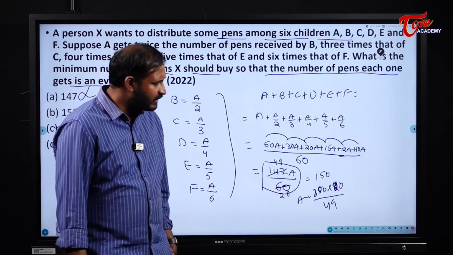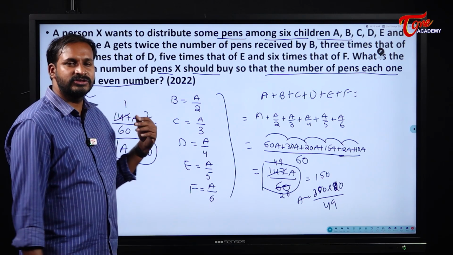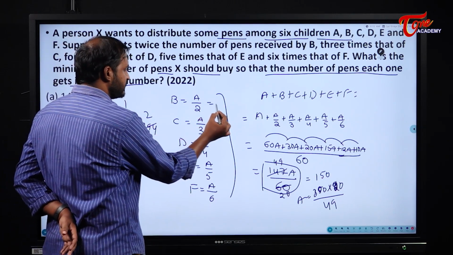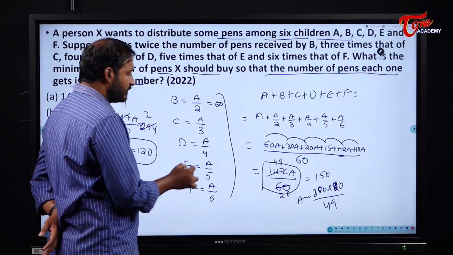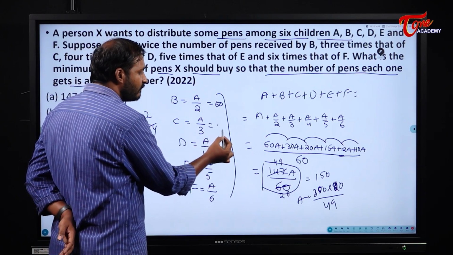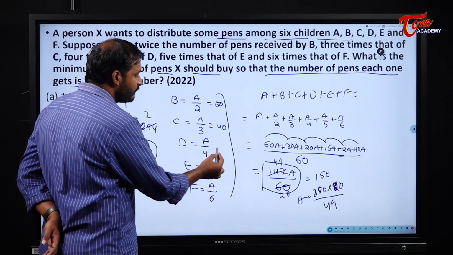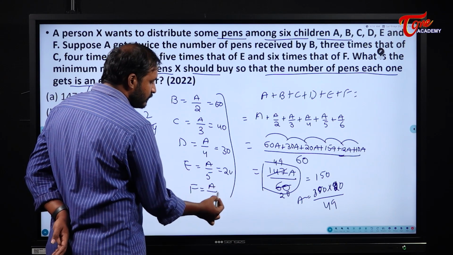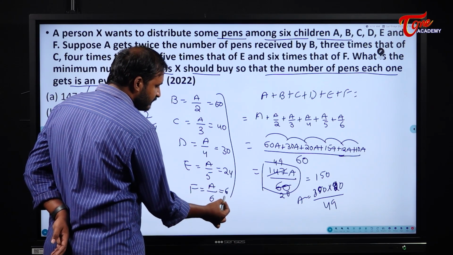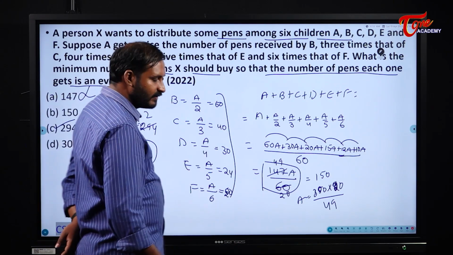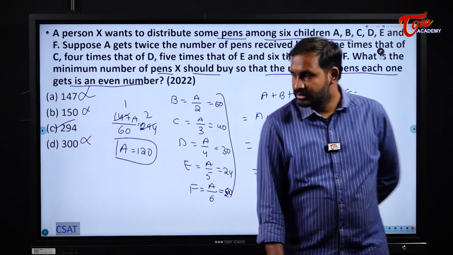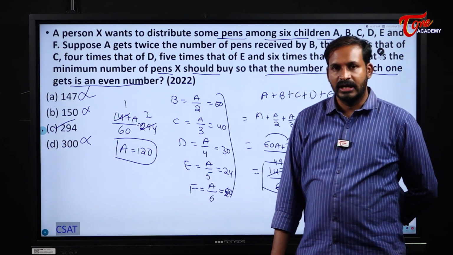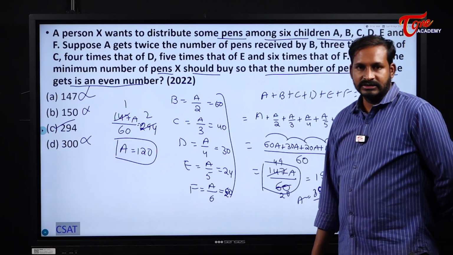Okay, that is satisfied. But we need to check one more thing. All the numbers should be even, just for your verification. B will get how many? 60. Why? Because 120 by 2 will become 60. 120 by 3 will become 40. 120 by 4 will become 30. 120 by 5 will become 24. 120 by 6 will become 20. All the numbers are even numbers. So our answer here will become 294. Like this you can do the answer for this question.